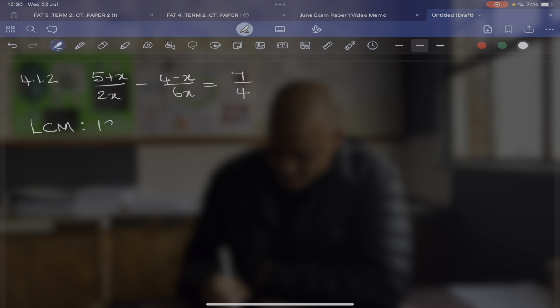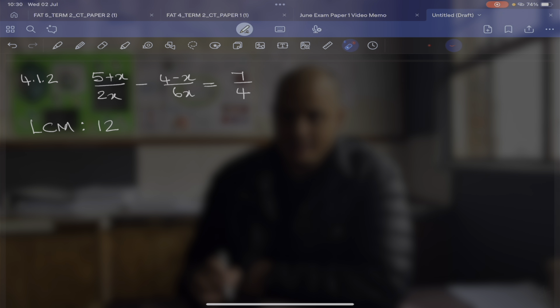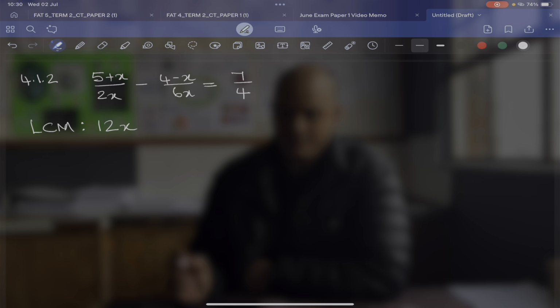would include 12, and then we need to look at the variables involved as well. So there's a variable of x over here, and the highest power of the x's involved here is 1. So that means I need an x in my LCM that can accommodate the most amount of x's in all of these denominators. This one does not even have an x, and both these fractions have x to the power of 1. So I simply will include an x in my LCM as well.